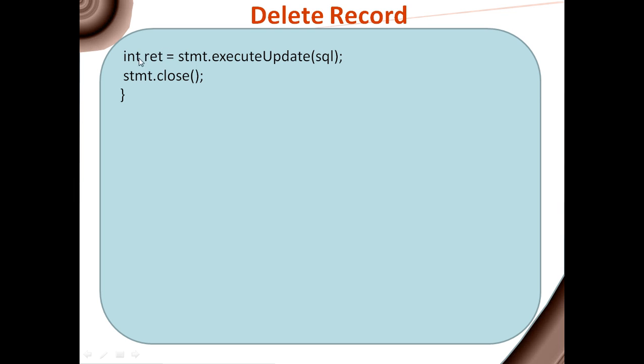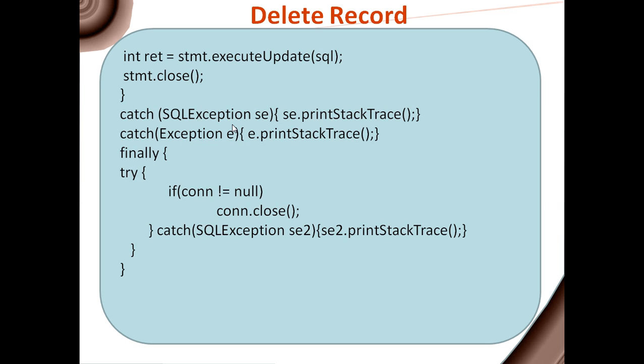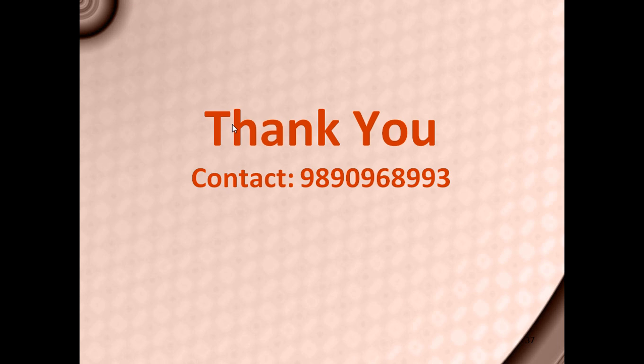Then based on the return value, you can take a decision whether you want to mention. You can say a nice statement like system dot out dot println, delete successful, stuff like that. Otherwise you may say delete failed based on the return value, and then you can close the statement. Then you can catch the exception if there is anything about SQL exception, and then in the finally block you can close the connection. So that's it about the presentation about JDBC, titled Simply JDBC.